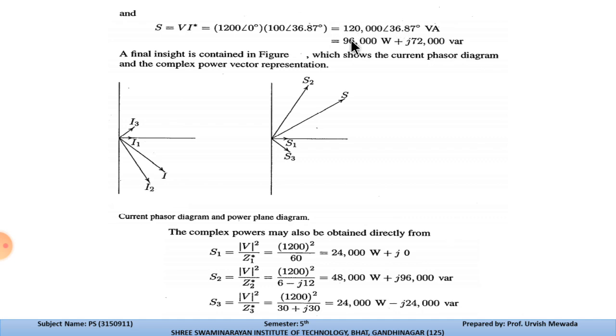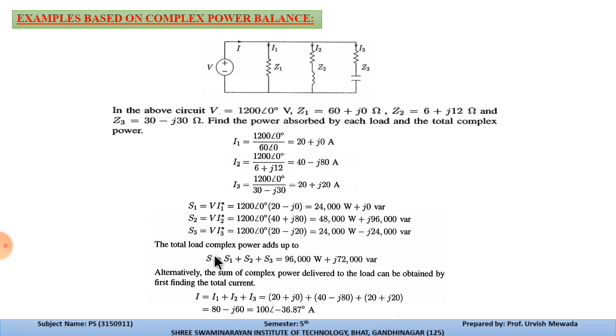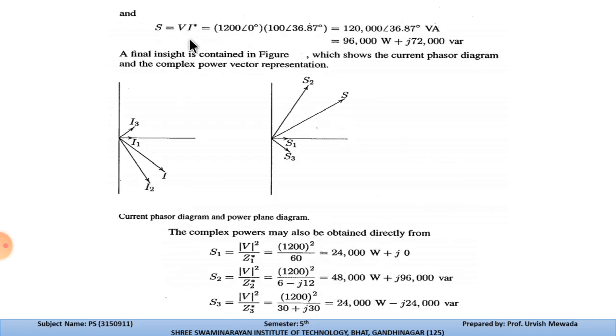From this we can see that both are similar. The value we derived from total S is 96,000 W plus j 72,000 var, and the resultant calculated from the currents of all the branches is the same as the resultant of the apparent powers that we calculated. So the active power is 96,000 and the reactive power is 72,000. Now from that we can draw the vector diagrams on the power plane, for both the current as well as the apparent power.